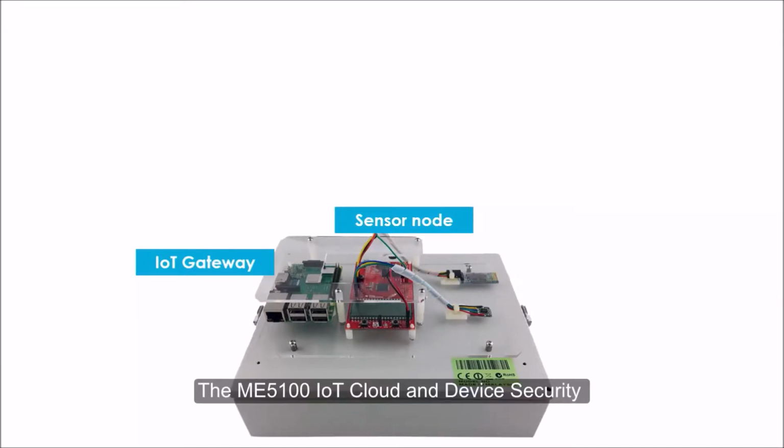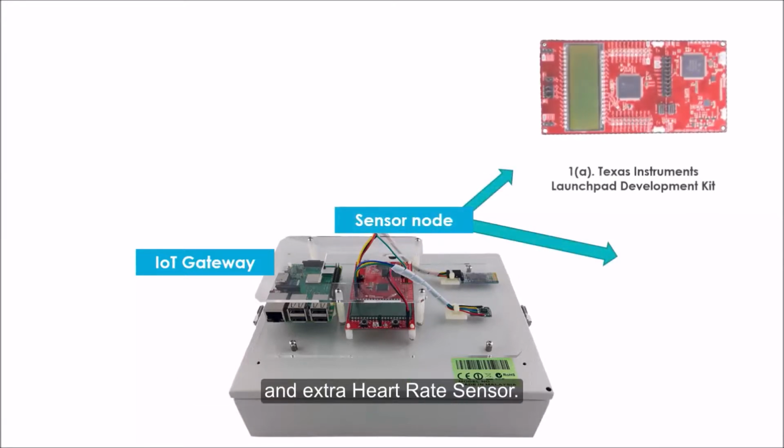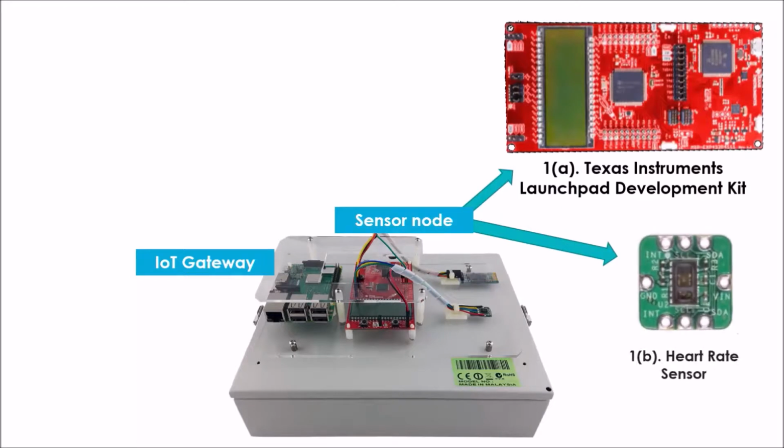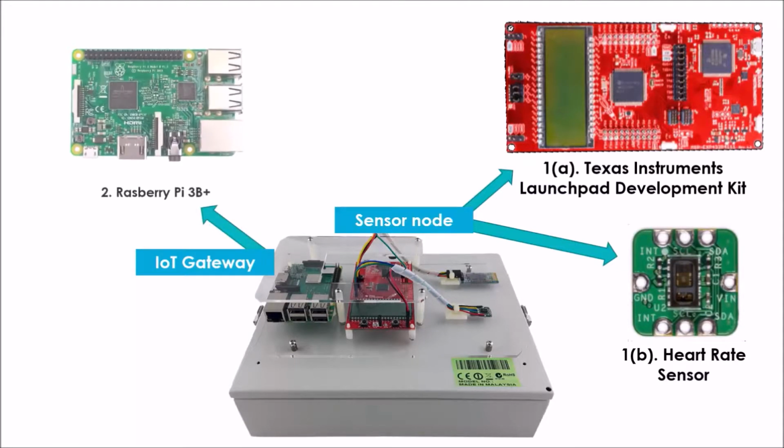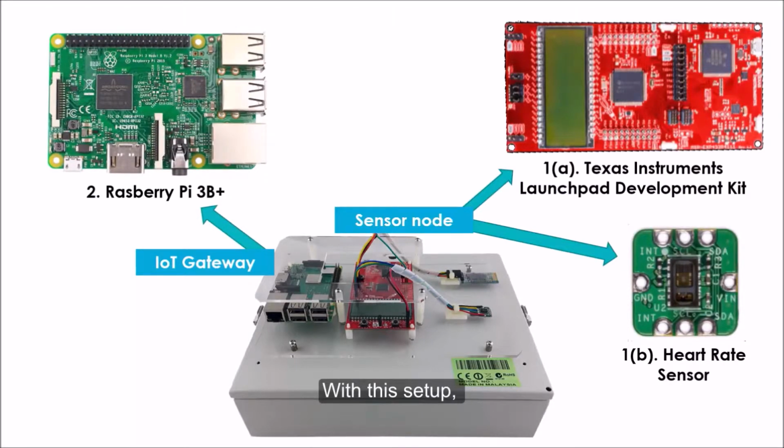The ME5100 IoT Cloud and Device Security Management Training Kit consists of two major components: Sensor Node, Texas Instruments Launchpad Development Kit, and Extra Heart Rate Sensor. IoT Gateway, Raspberry Pi 3B+. With this setup, students could learn to set up and manage a complete IoT system, which consists of a sensor node, a gateway, and a cloud service.